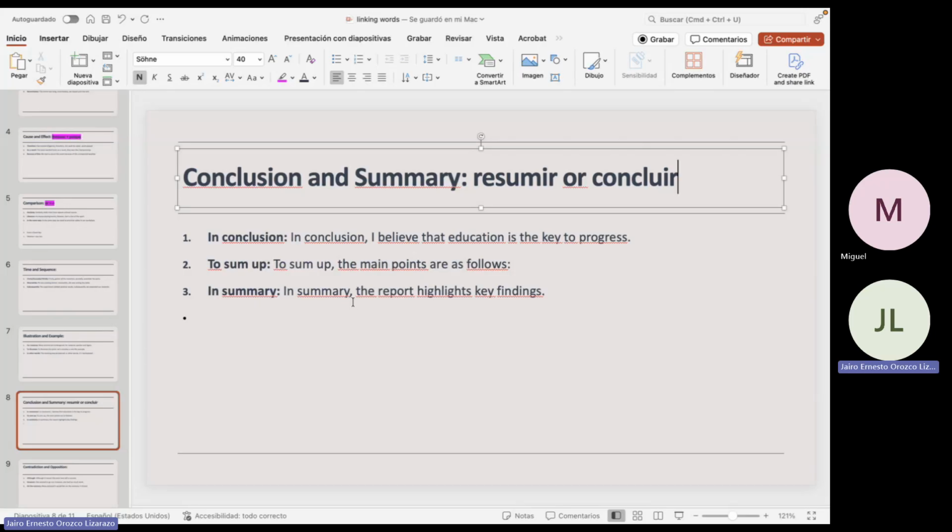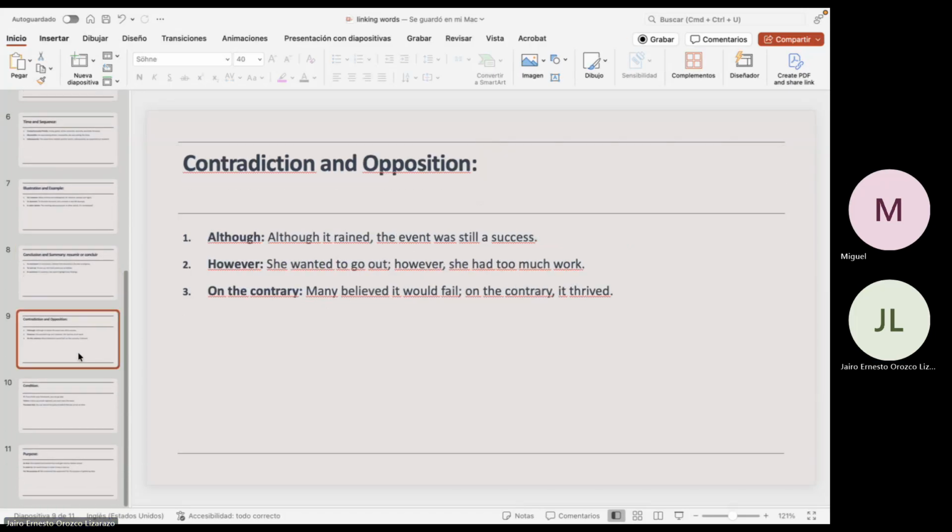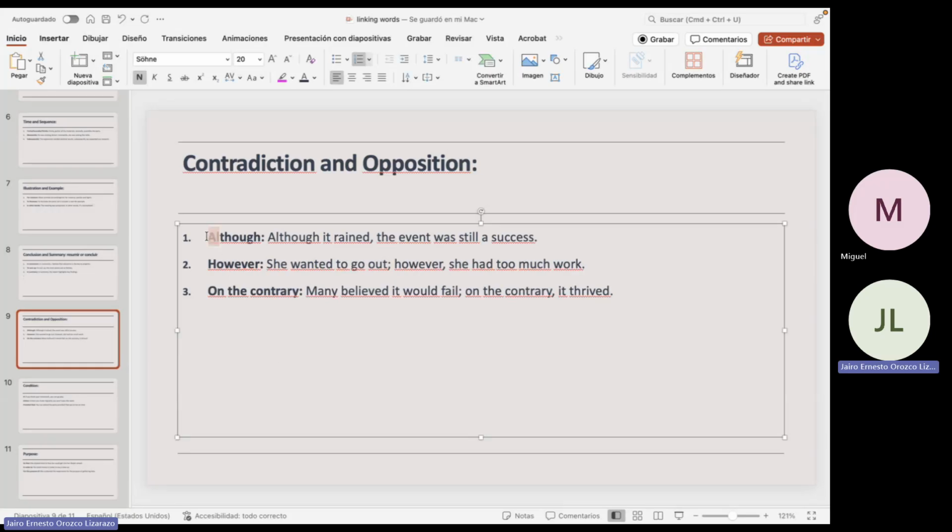In summary, the report highlights key findings. Contradiction and opposition. Although it rained, the event was still a success. You can say also simply, though it rained, the event was still a success. And it's pretty much the same thing. Okay, the same thing.